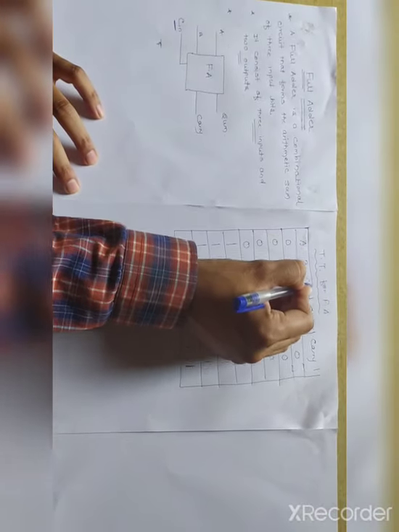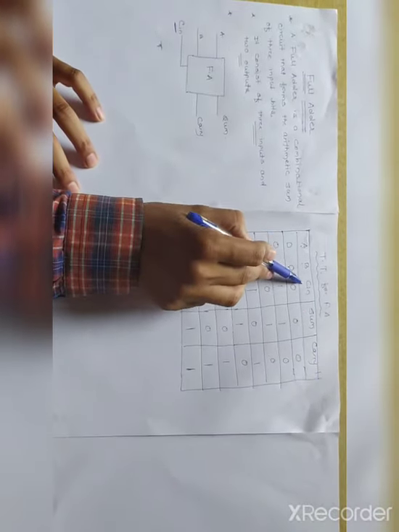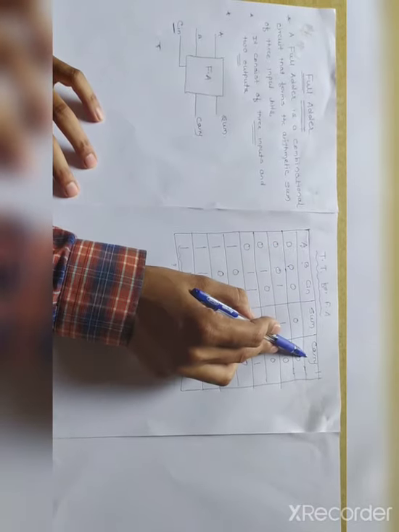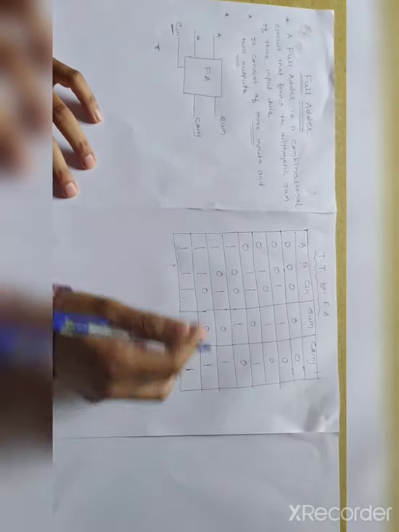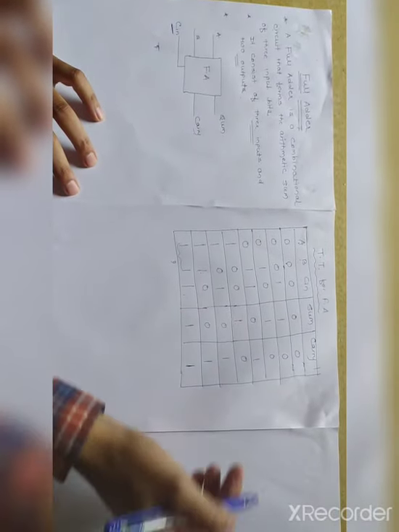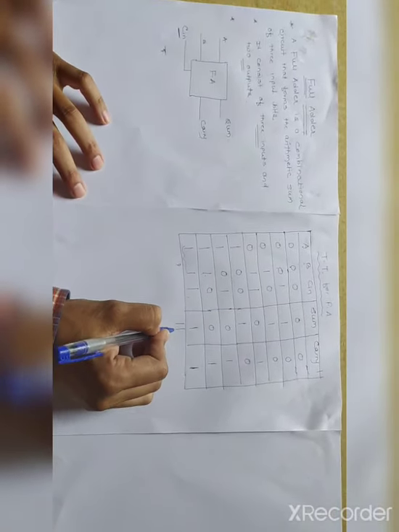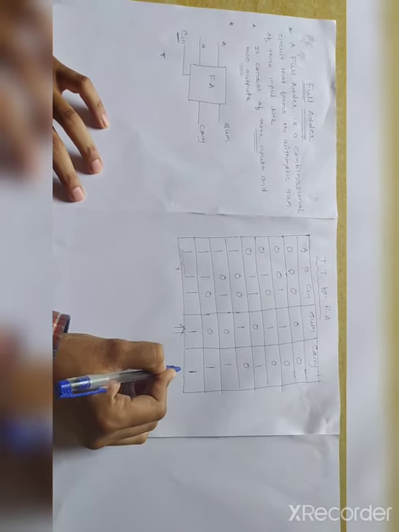Now the inputs are A, B and C, and sum and carry are the two outputs. To draw the logical diagram you need an expression, so you have to draw the K-map for sum and the K-map for carry.